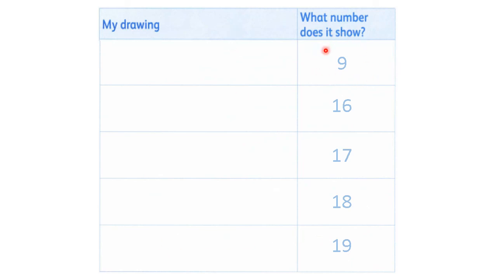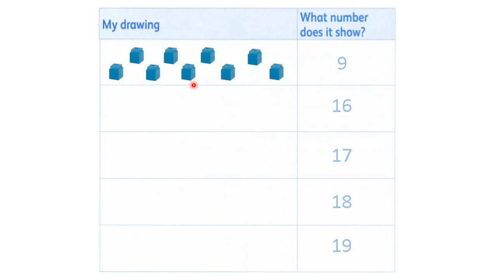Let's start with 9. 9 is less than 10, so we can't draw a 10 rod. We need to draw cubes. 9 ones. 1, 2, 3, 4, 5, 6, 7, 8, 9.